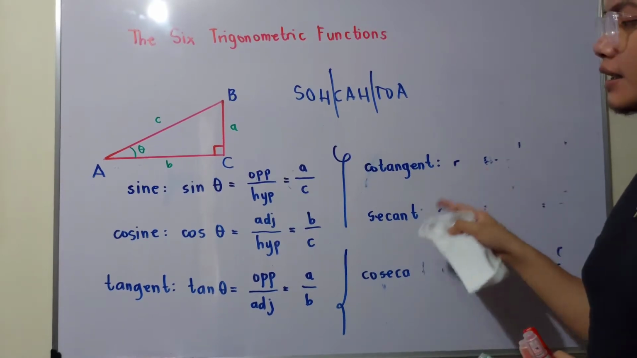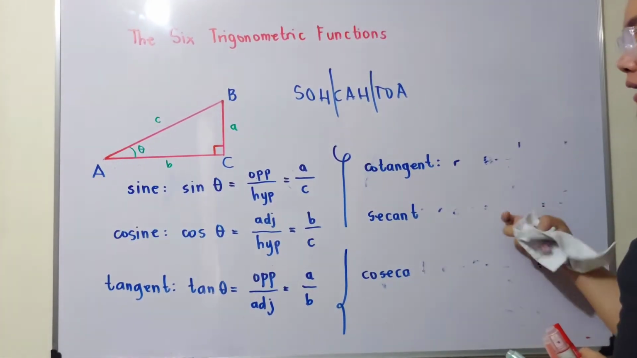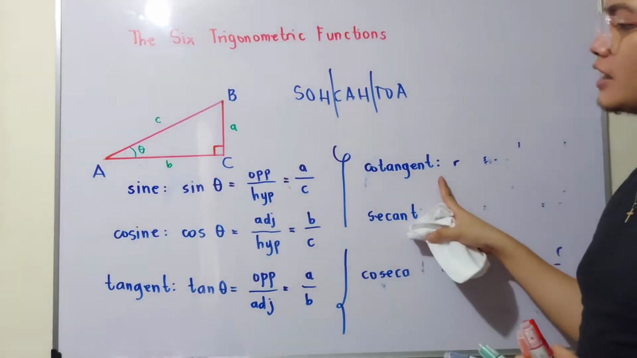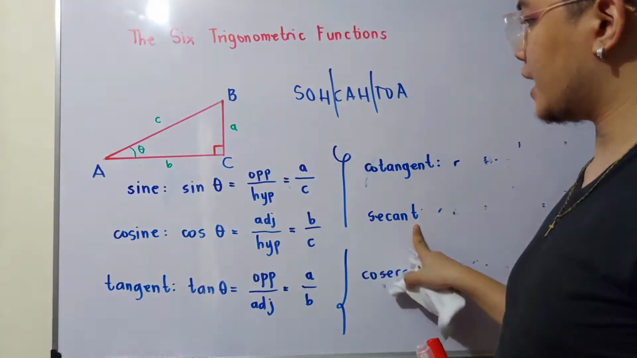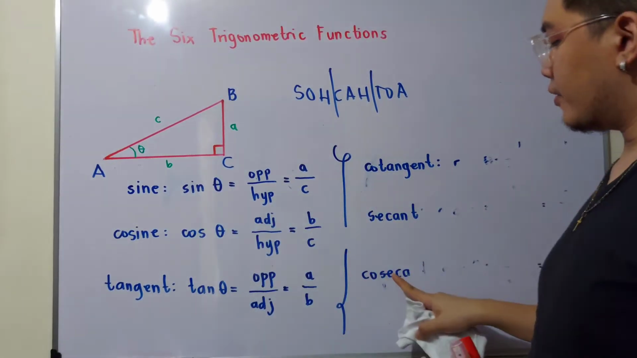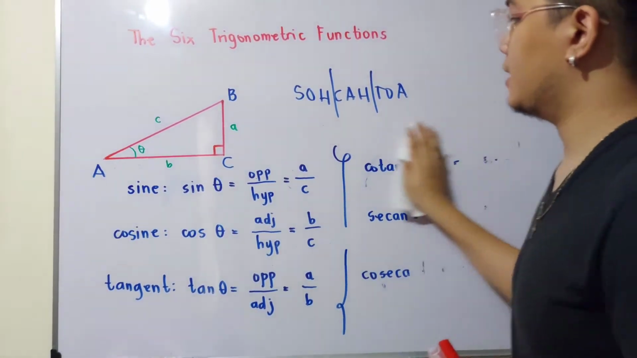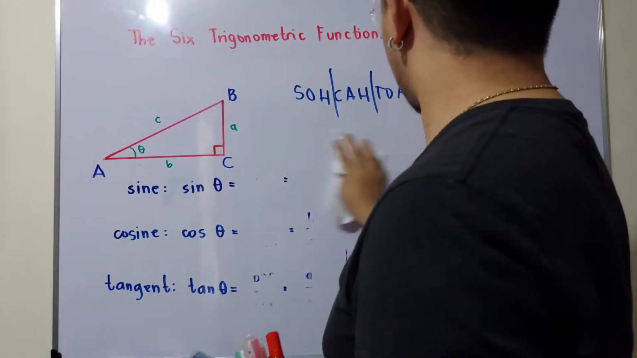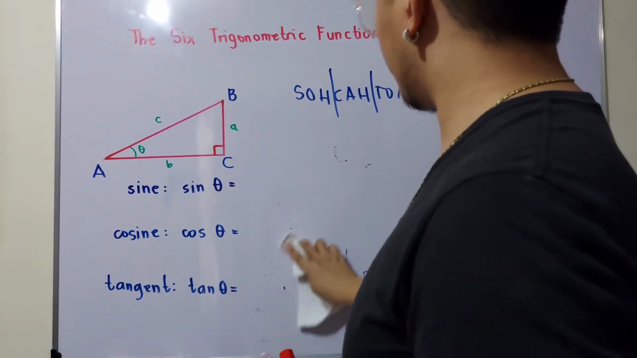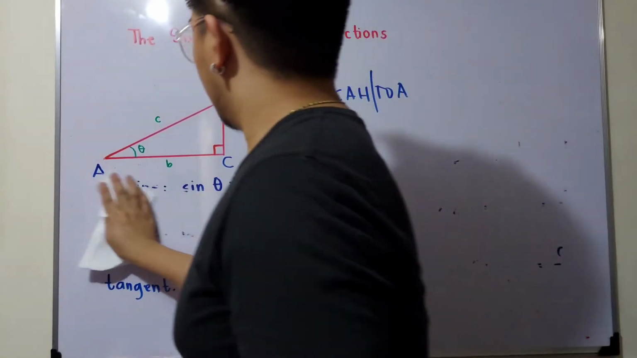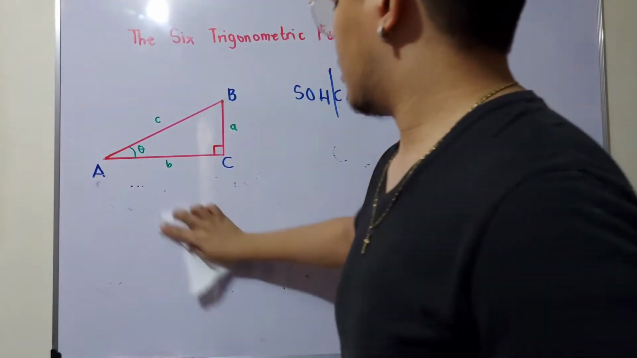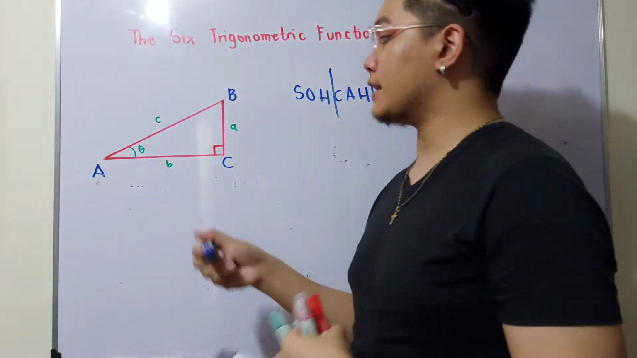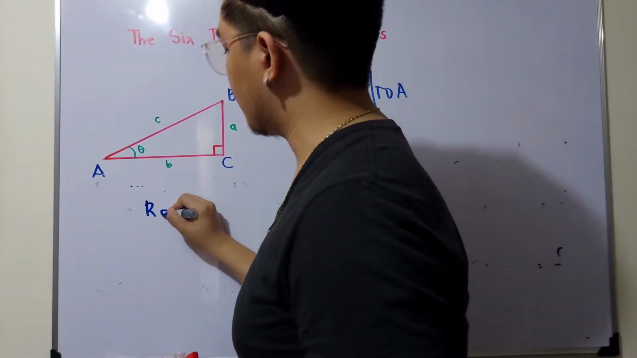So, dito napakita na natin yung reciprocal identities. Na yung cotangent, reciprocal ng tangent, yung secant, reciprocal ng cosine, yung cosecant, reciprocal ng sine. But, little did you know that meron pa tayong ratio. Okay, so yun yung reciprocal identities. Meron din tayong tinatawag na ratio identities.